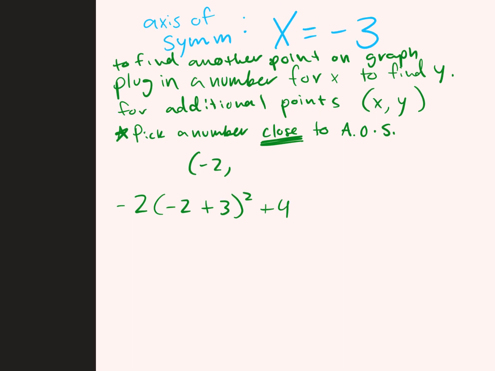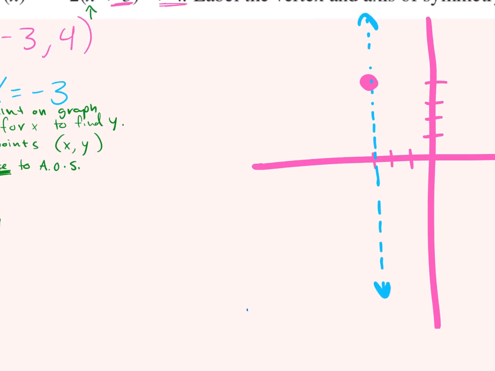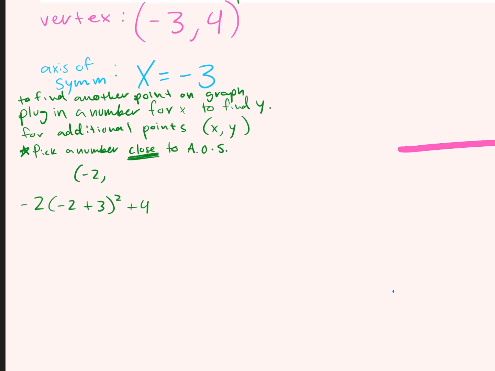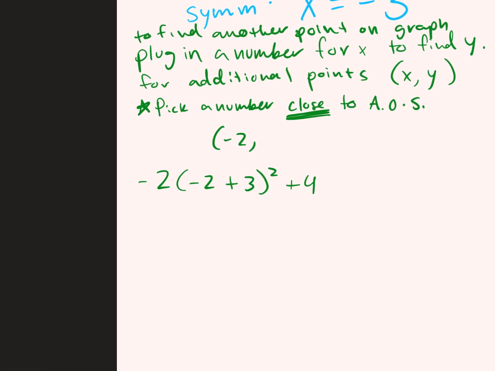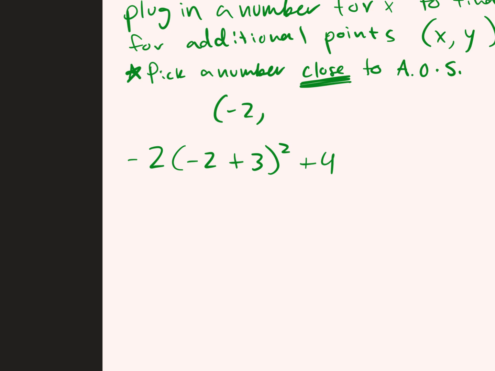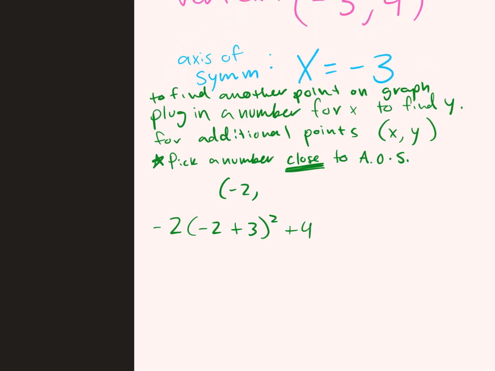Because our graph isn't just one point, it's a parabola. It's got to have that U shape. So to find how our U shape goes, how narrow or how wide it's going to be, we need to figure out another point on our graph. So every parabola is going to need 3 points. So to find another point, we're going to plug in a number that's close to our axis of symmetry. So we picked -2 because our axis of symmetry is -3. So a number close to that would be -2.